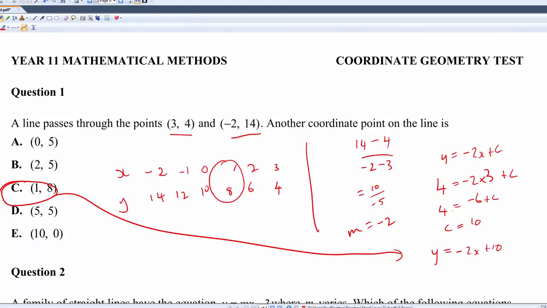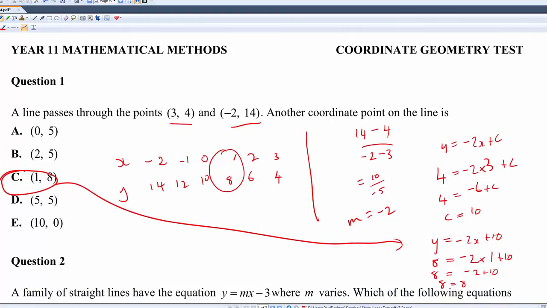Okay, we know that this is the answer, but let's prove it. I'm going to sub that coordinate point into this relation. If it's true, left side and right side should be exactly the same. 8 = -2 × 1 + 10. 8 = -2 + 10. Oh my goodness, 8 = 8. Okay, and so we've just confirmed that that point is on the line.